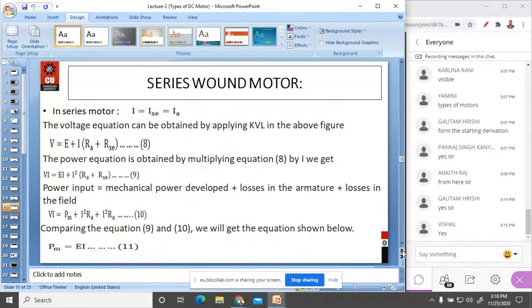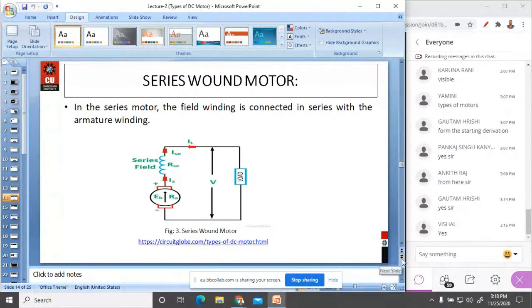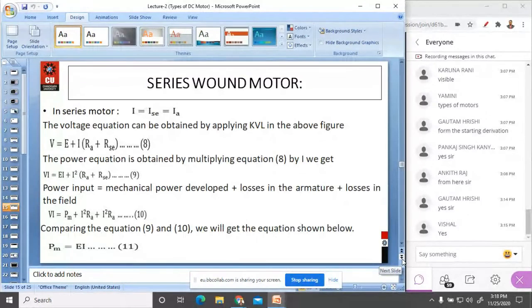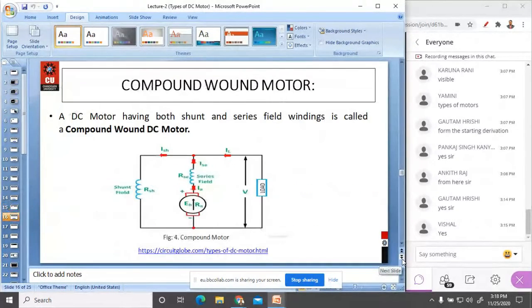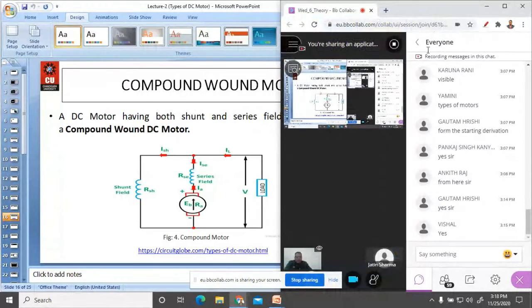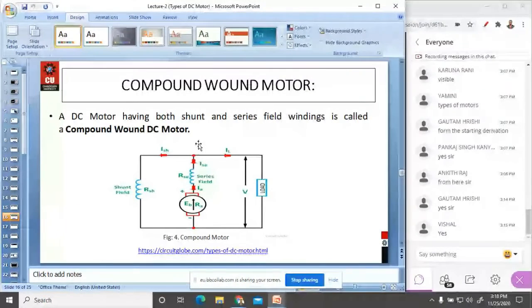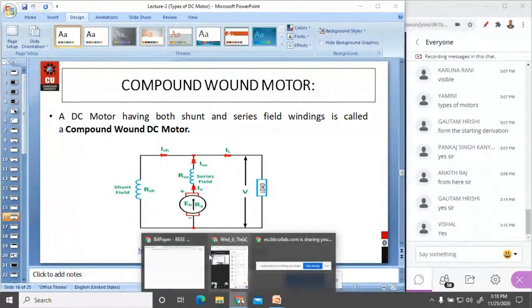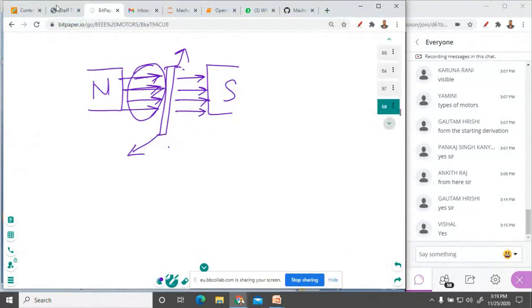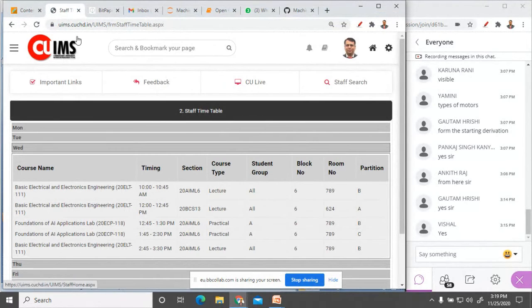Any doubt related to this series wound motor? Quickly give your response. I have not received any response from your side. Quickly give your response.